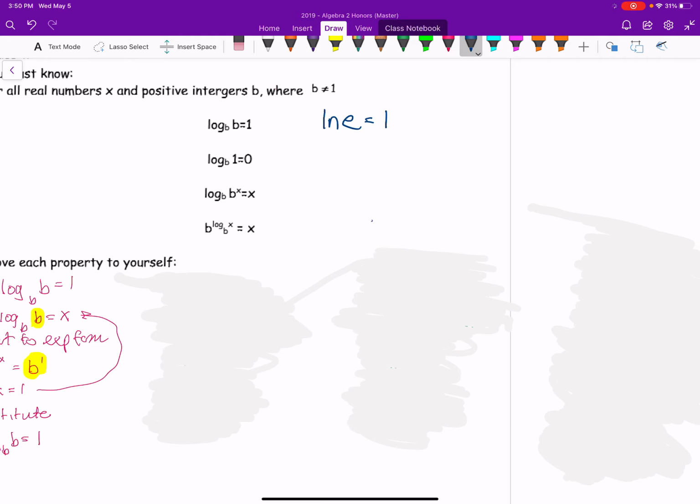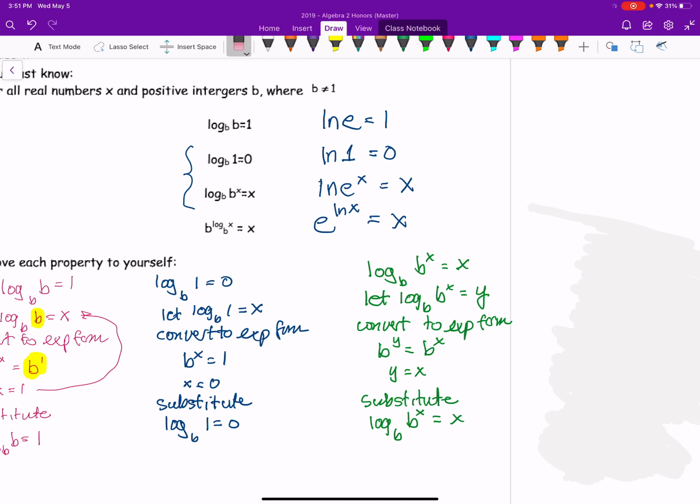I want you to try the other two. I'm just going to write the natural log version of that. If I have the natural log of 1, that is also equal to 0. For the next one, the natural log of e to the x is equal to x. And e to the natural log of x is also equal to x. It's the same proof, just with natural log. But these all mean the same thing. These are related to each other. So pause the video and try and prove these two to yourself.